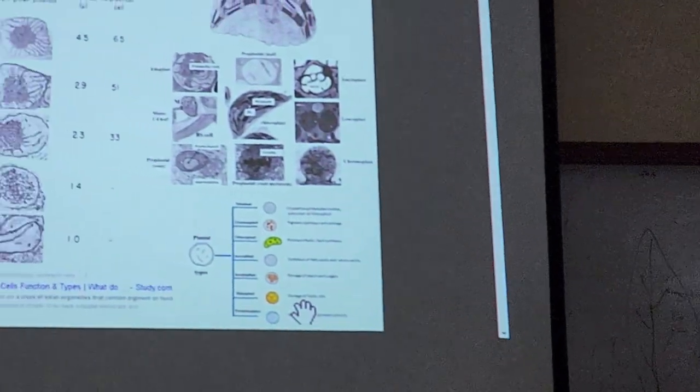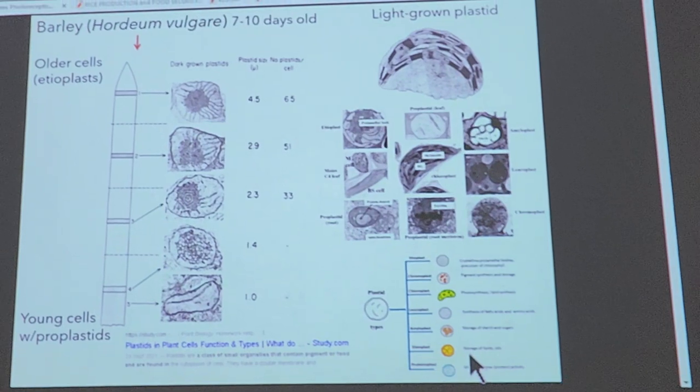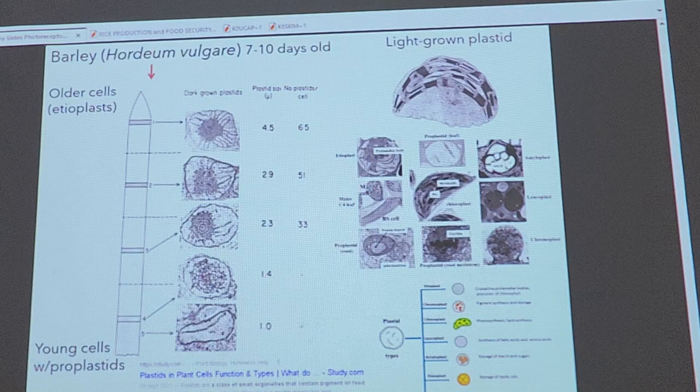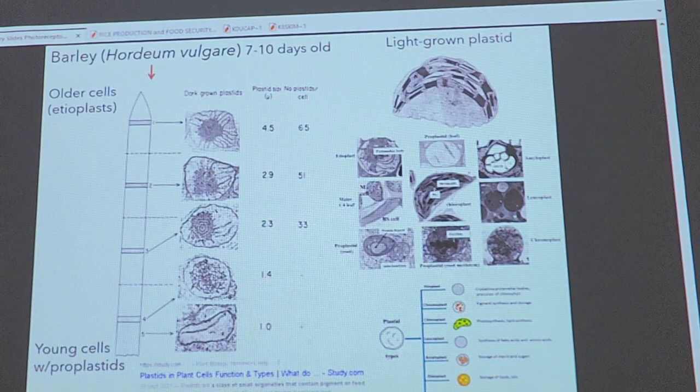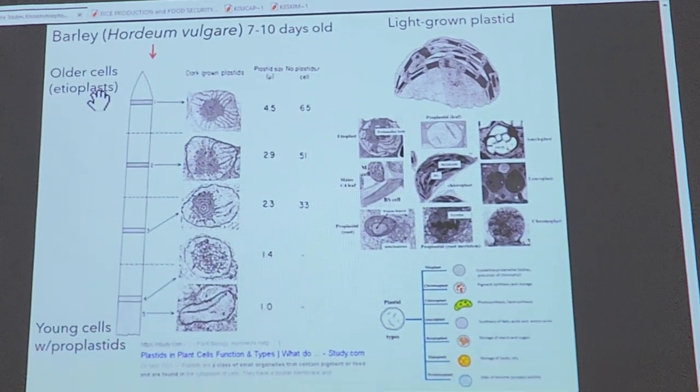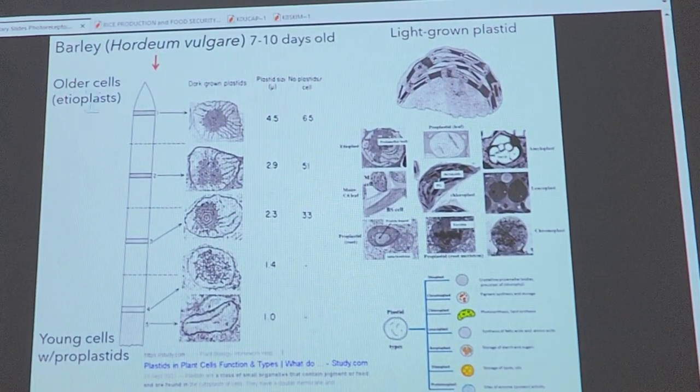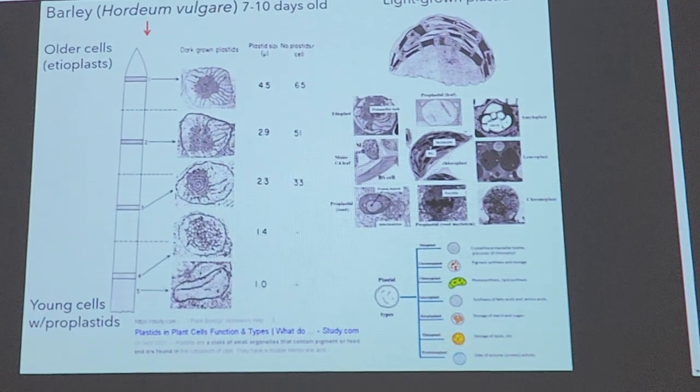And also chromoplast, because it contains pigment, like the beta carotene in your carrot. Why do you think your carrot looks orange? Chromoplast. As the seedlings get to the tip, you can see that the plastid is more developed. From proplastid here, now it has become etioplast, which is not really a chloroplast, but it is more developed compared to the proplastid.